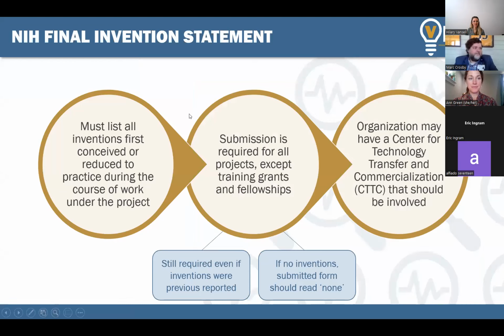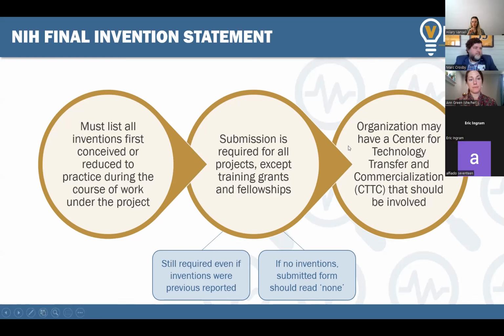All right, so again, if you want to submit this, you have to submit this report more than likely based on the terms and conditions. You would list all the inventions. If you have training grants, I think some of your organizations do, those would typically be excluded from the invention statement requirement, as well as fellowships. They're going to be based on your research projects, your program projects, your collaborative projects.